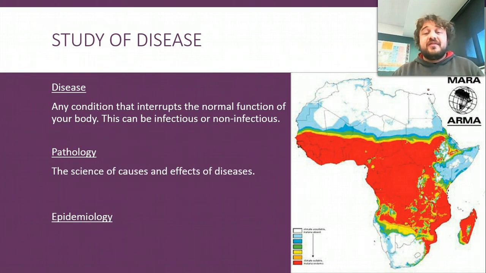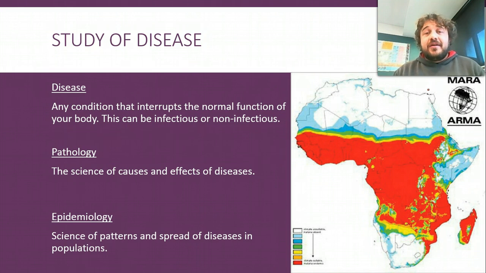Then we have pathology, which is us studying the causes and effects of your diseases. Okay. Then we have epidemiology, which is the science of how diseases spread in populations. Now, for example, this is the work put together by an epidemiologist over here, and this is a map of Africa and malaria. So you can actually see where malaria spreads throughout that continent.